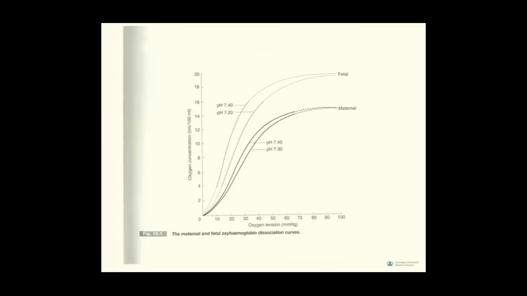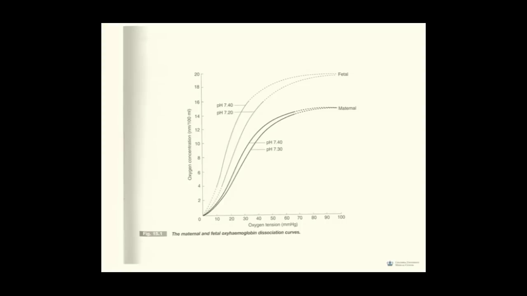Now, if we look at the oxygen concentration of the blood at 100, when mom is fully oxygenated, let's say that's about 13, okay? So when mom is fully oxygenated, her total oxygen content is about 13 milliliters per 100 milliliters, but I'm just going to say 13. Everybody see that? So for the fetus to have the same total oxygen content, it can actually get to that 13 at a much lower PO2.